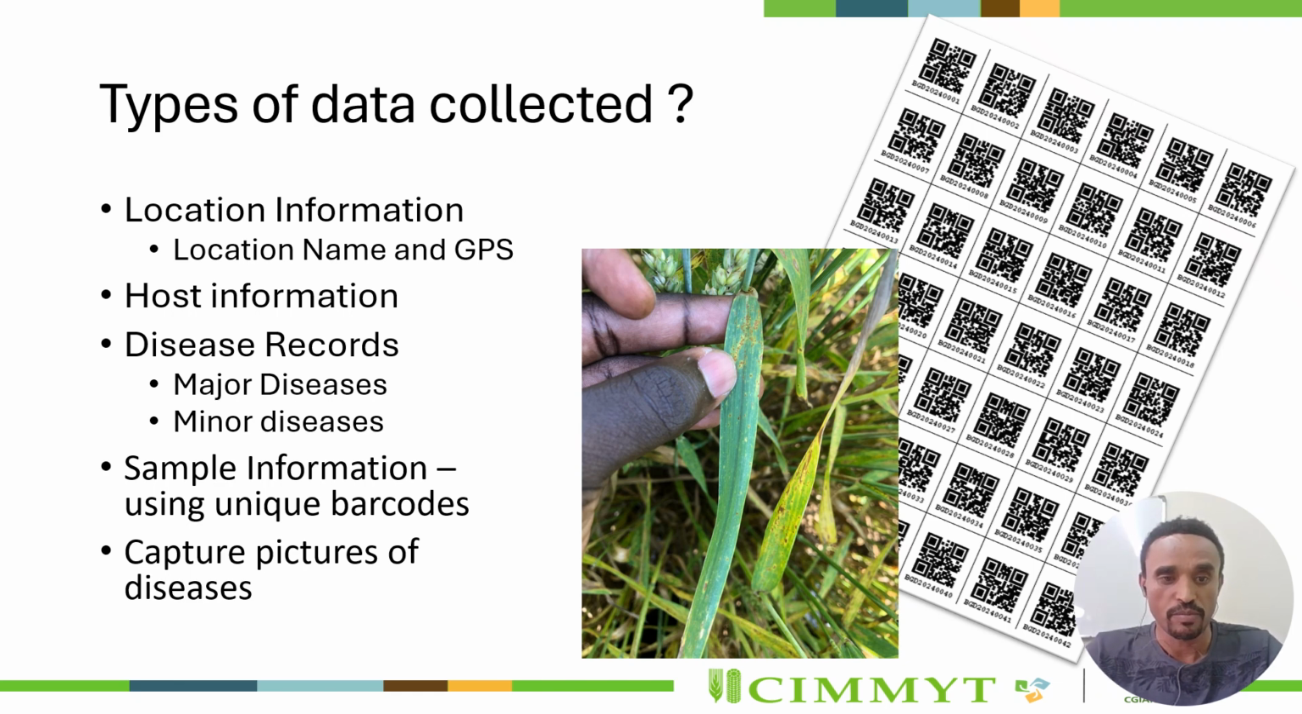Okay, what type of data do we collect? We collect location information, including location name and GPS. We also collect host information, what type of plant we have. This includes variety names. We record the diseases that are observed in the field, major diseases and minor diseases, depending on the importance of that disease in that specific location. We also collect sample information using unique barcodes, and we capture pictures of the disease, which can later be used to train a machine to identify diseases easily.